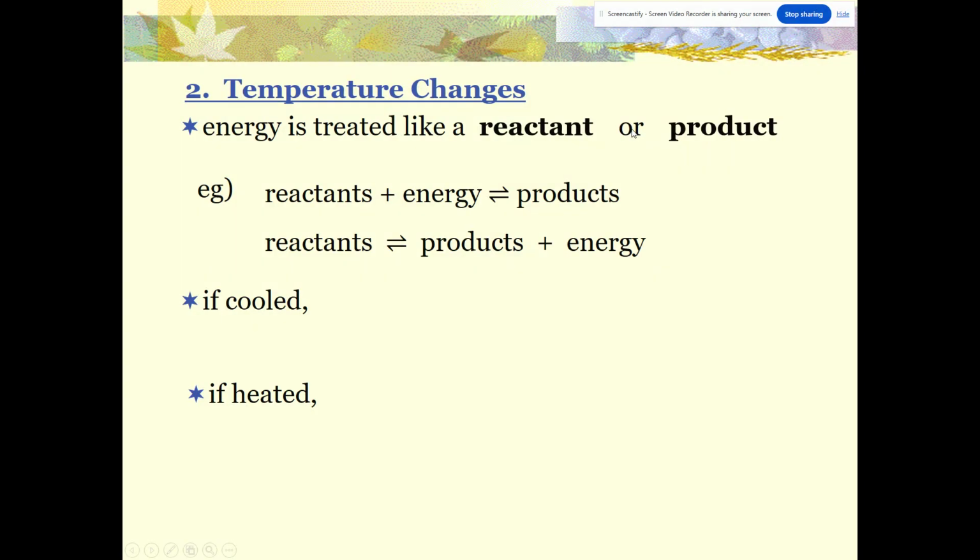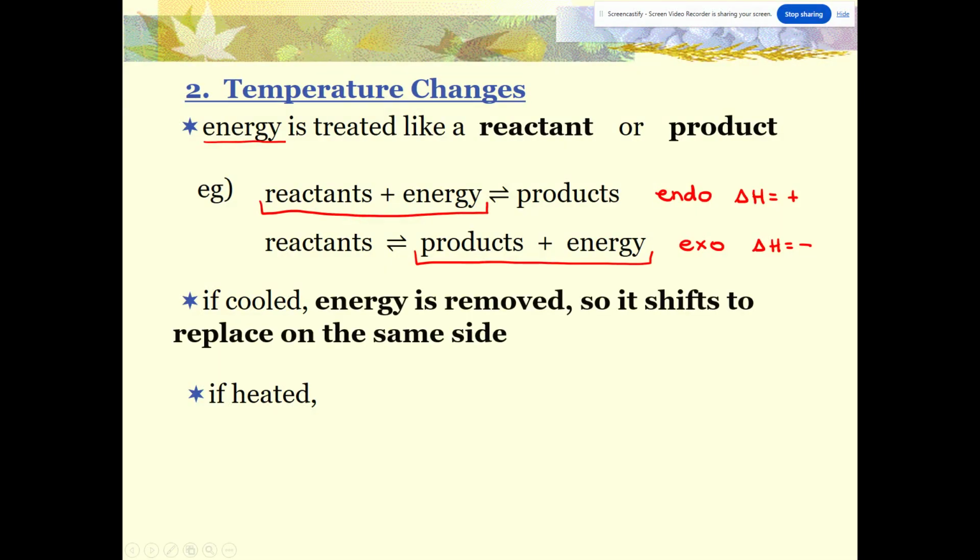When you have a temperature change, you want to understand what type of reaction you have. Is it an endothermic reaction? And if it is, you could be given delta H from the thermo unit would be positive. This means energy is a reactant. If you're told you have an exothermic reaction or you're given delta H and it's negative, energy is a product. Now energy, we're going to treat it just like it's another reactant or product. So if I cool it, that means I'm removing energy, it's going to shift to the same side.